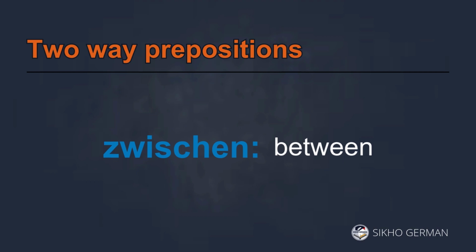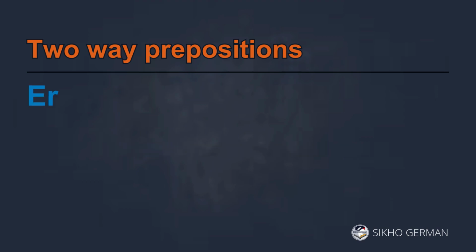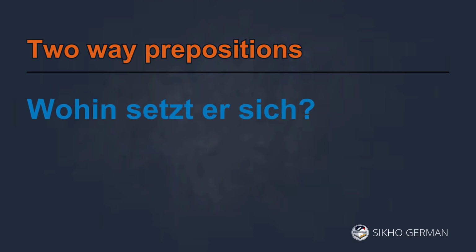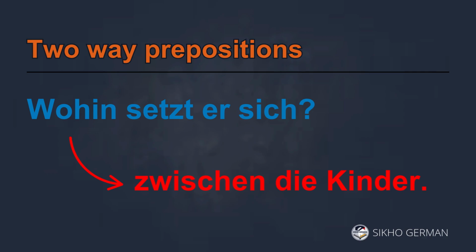Finally, zwischen, between. Setzt sich zwischen die Kinder. He sits down between the children. This uses accusative because there's movement. He's actively moving to sit between the children. Wohin setzt er sich? Where is he sitting down to? Answer, zwischen die Kinder. The plural die Kinder stays die in accusative.